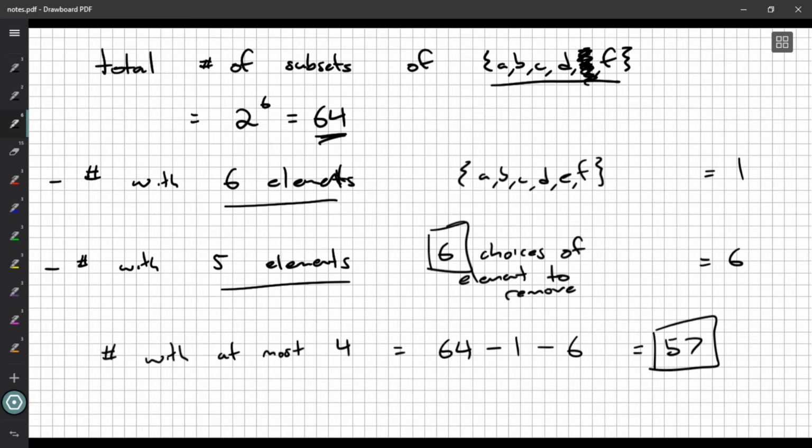Now, this isn't to say you can't work out exactly how many have 4, exactly how many subsets have 3, and add all those up. But it's going to take a bit more work. So being smarter and counting the opposite helps us out here.